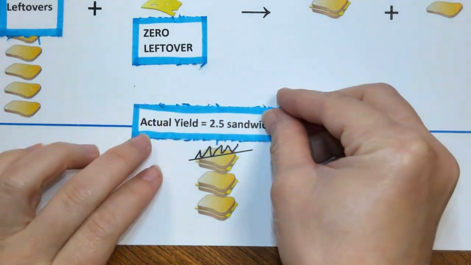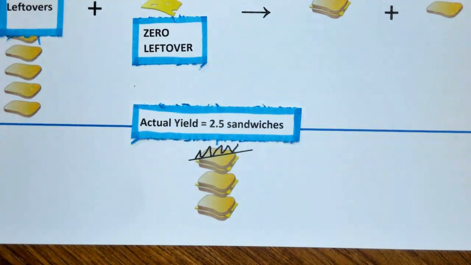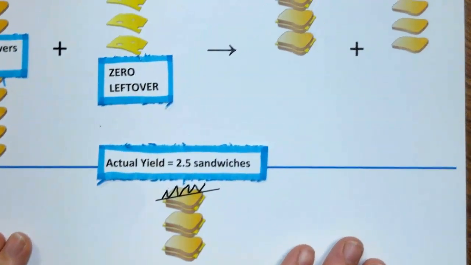So this would be considered the actual yield of sandwiches, where not everything went quite as to plan, and so I didn't get the full amount of yield that I was expecting that I could.